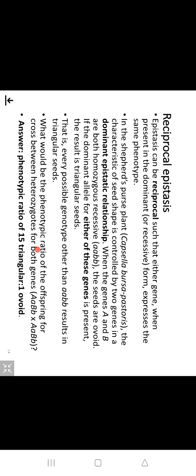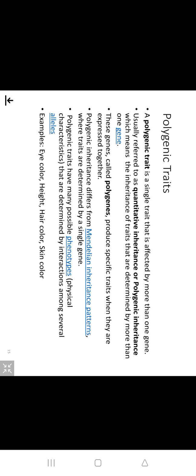So what would be the phenotype ratio of the offspring for a cross between heterozygotes for both genes? So you have been given this kind of hybrid, two traits. You have these two loci, two parents, focusing on two loci, and the hybrid cross. Do the cross on your own, and you are going to find that the phenotypic ratio will be 15 triangular and 1 ovoid. I think those examples are more than enough.